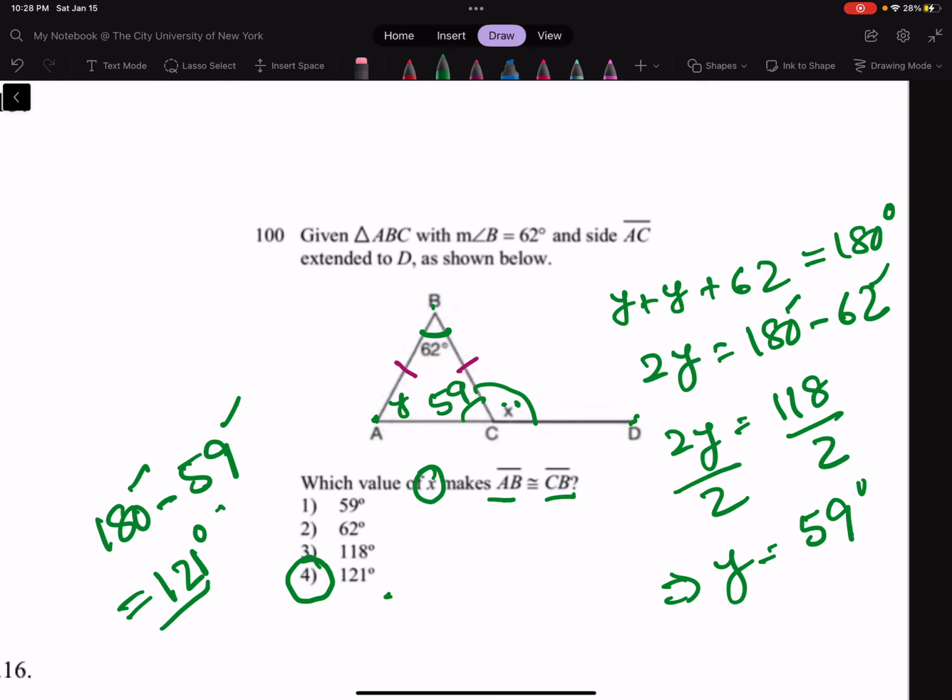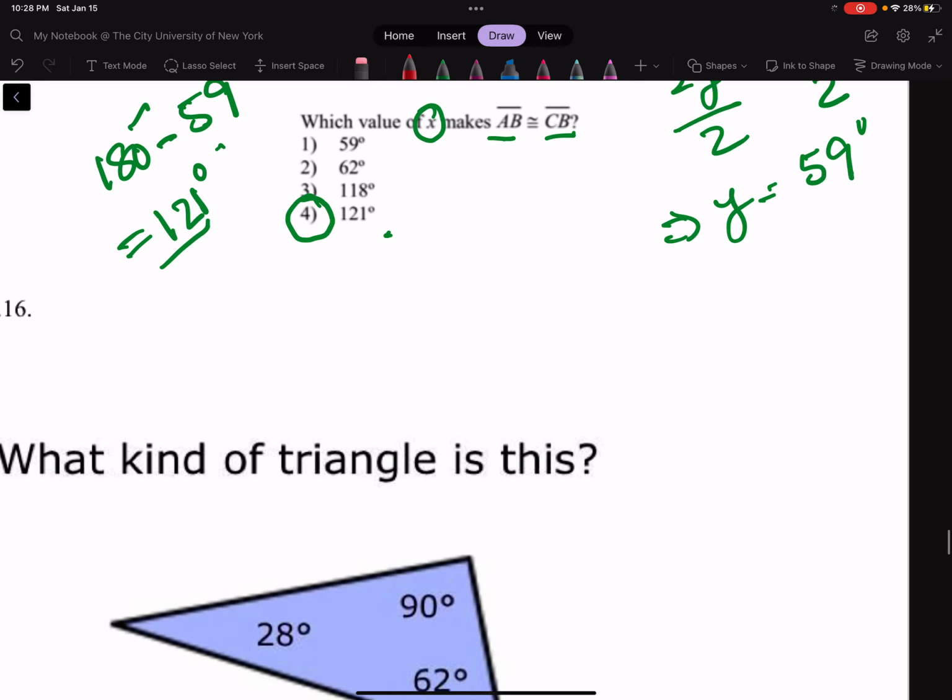So then ignore this one. This is probably where I copied from. This number is that. Okay.